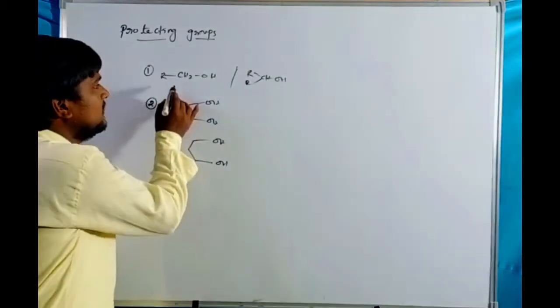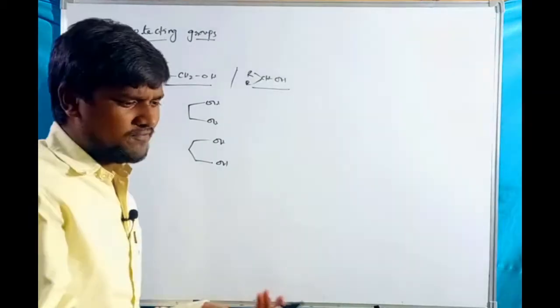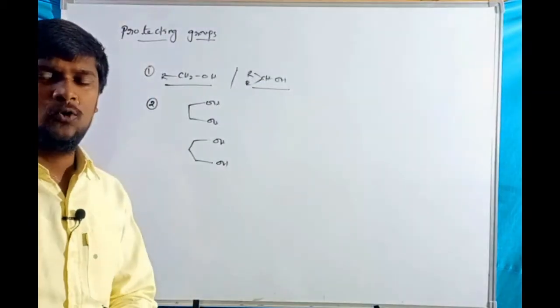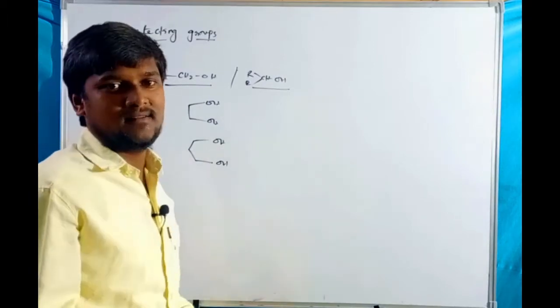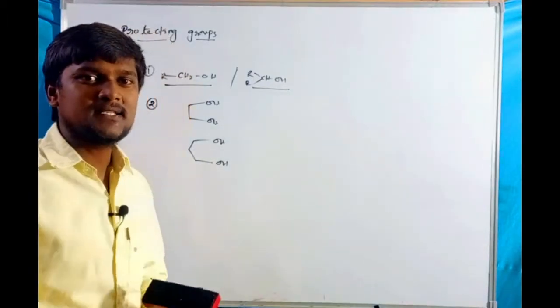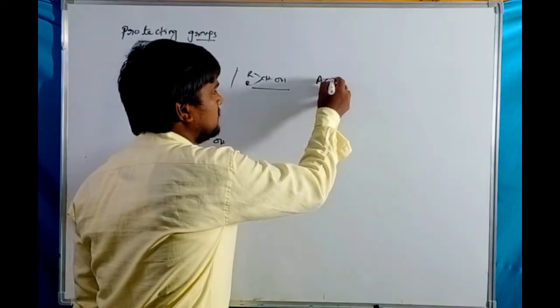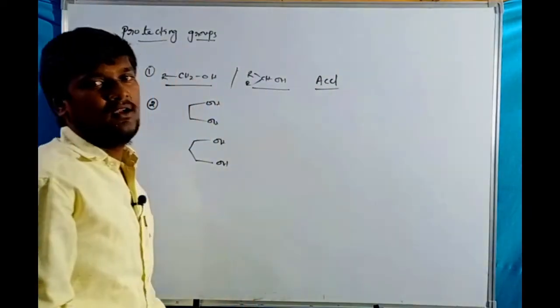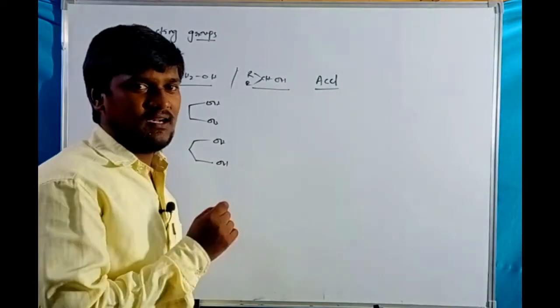The first one is the primary alcohols and the secondary alcohols. In the cyclic compound, let us assume the D-glucopyranose structure. Glucose has only one primary alcohol, and the remaining are all secondary alcohols. Especially the primary alcohols are protected by acid chlorides. The second one is 1,2 diols and 1,3 diols.